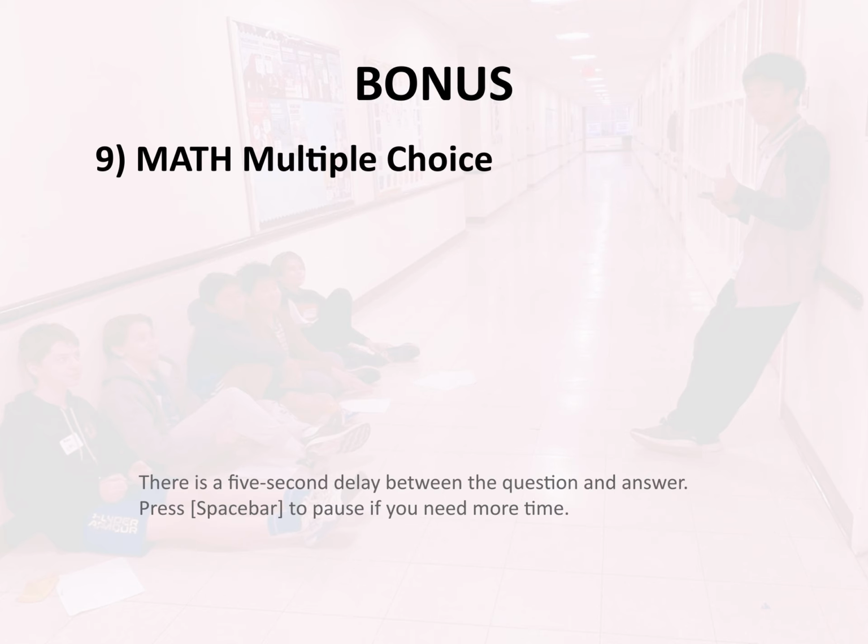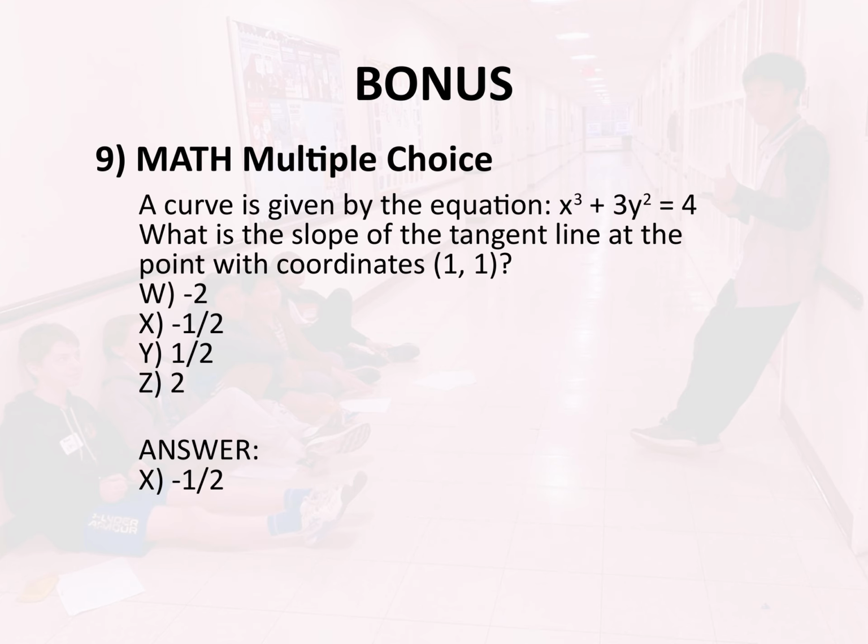Bonus 9. Math. Multiple choice. A curve is given by the equation x cubed plus 3y squared equals 4. What is the slope of the tangent line at the point with coordinates 1, 1? W, -2. X, -1/2. Y, 1/2. Z, 2. Answer, X, -1/2.